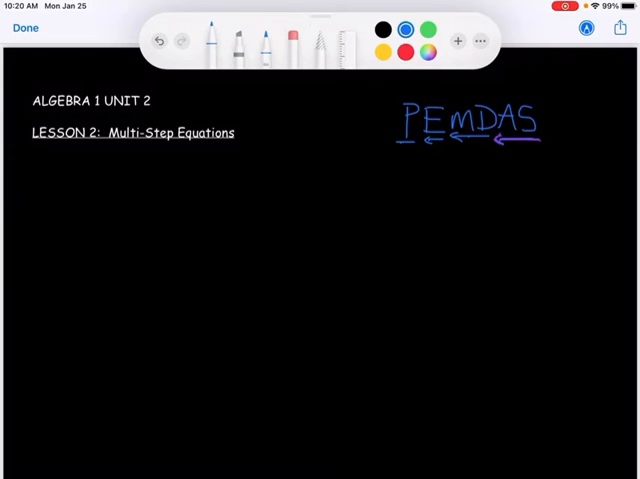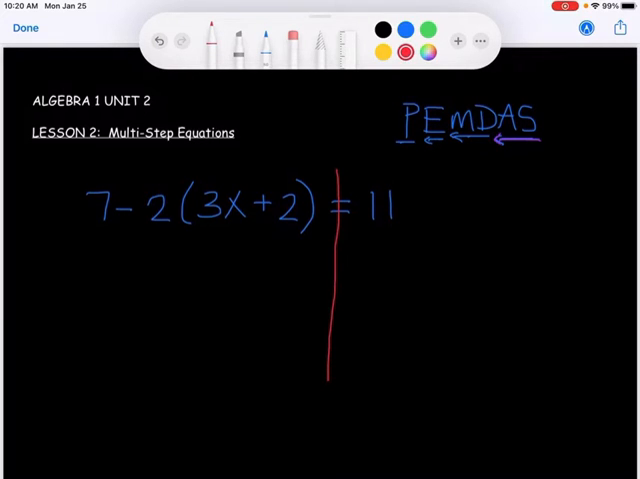So now I'm going to do 7 minus 2 times quantity 3x plus 2 equals 11. Let me draw my vertical line. Okay, so there's several things going on with this x that we're going to have to get rid of. I have to get rid of this 2, this 3, this -2 that is being multiplied by, and this 7. Now keep in mind the 3x plus 2 is in parentheses, and anything in parentheses we deal with last.